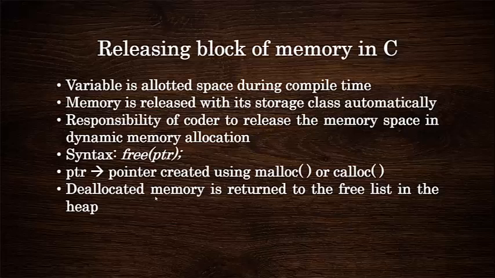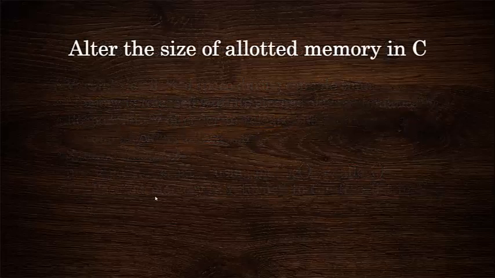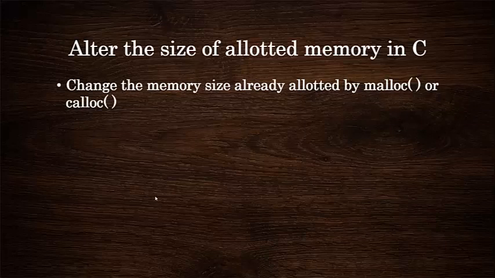Next we can see how we can alter the size of the allocated memory in C. You might have allocated memory space using calloc or malloc. We are going to see how you can change the size of the memory that has already been allocated by malloc or calloc. This alteration is called reallocation of the memory, where you change the size of the memory.